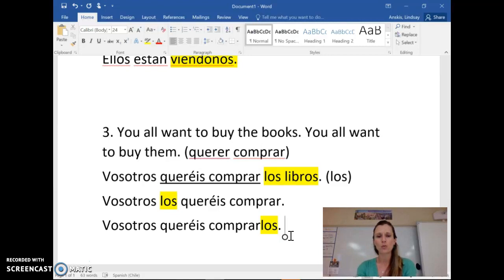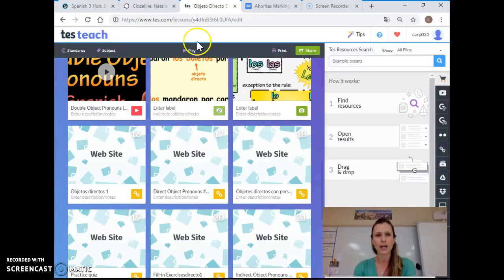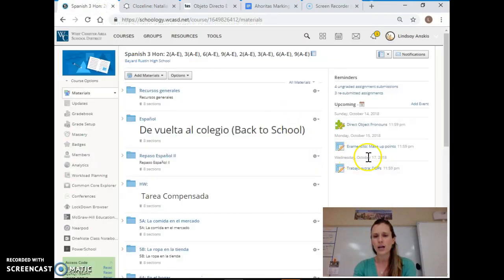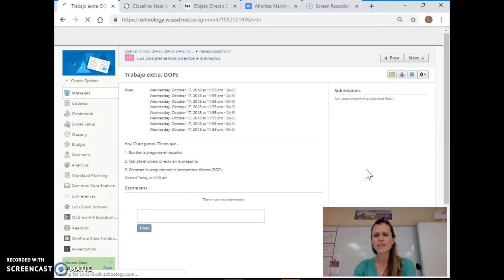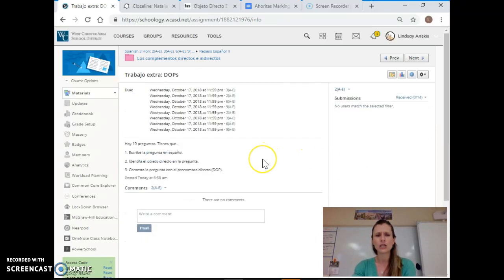Or I did open an extra work on Schoology, if I can find that. So this is the makeup points, and this is the extra work on Schoology. It's a 10-point assignment. You have to listen to a file, which I noticed I didn't upload, so I'll make sure I upload that. And then you have to respond to the questions using direct object pronouns.